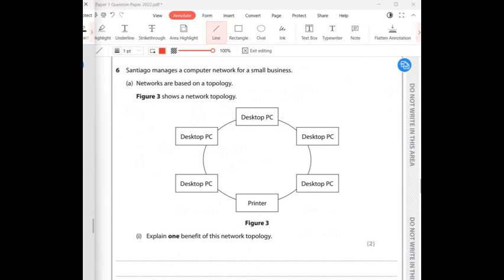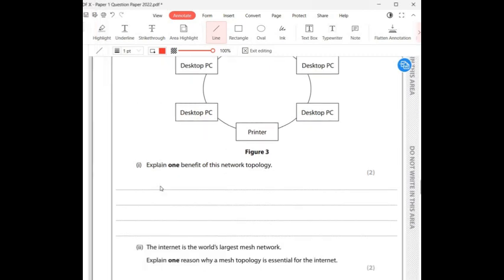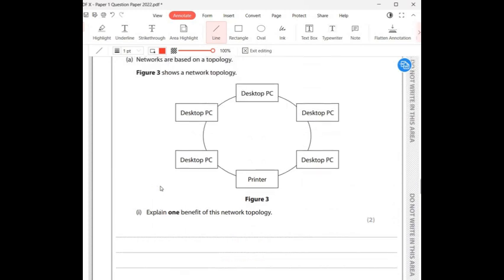Number 6. Santiago manages a computer network for small businesses. Networks are based on a topology, and figure 3 shows a network topology, and we've got to explain 1 benefit of this topology. So this is a ring topology, so you can transfer data quickly as data flows in 1 direction.